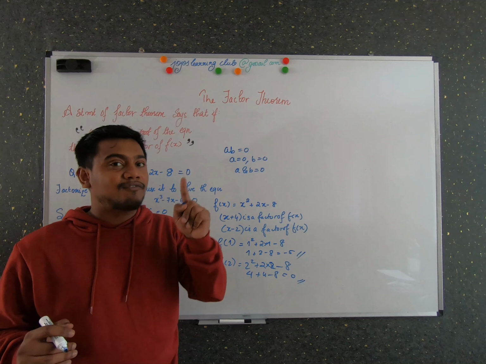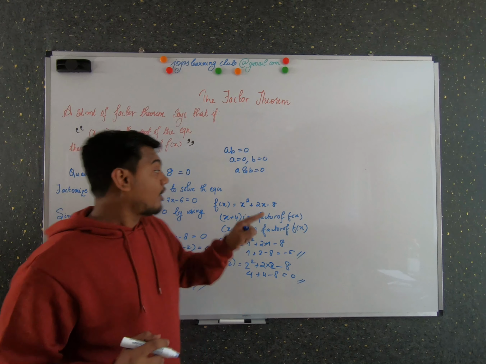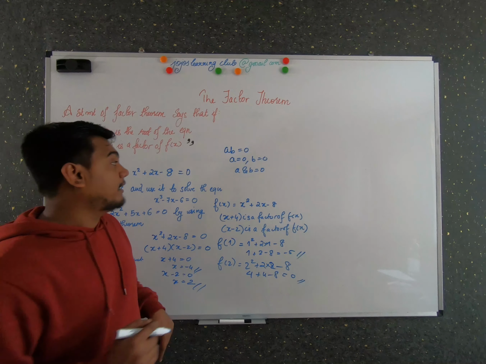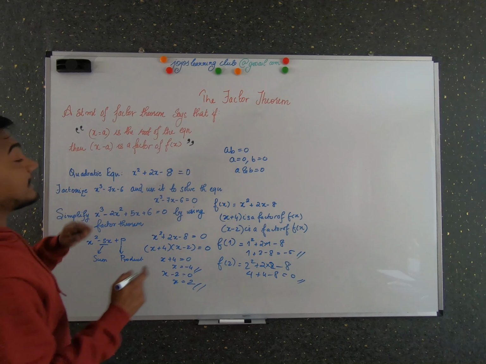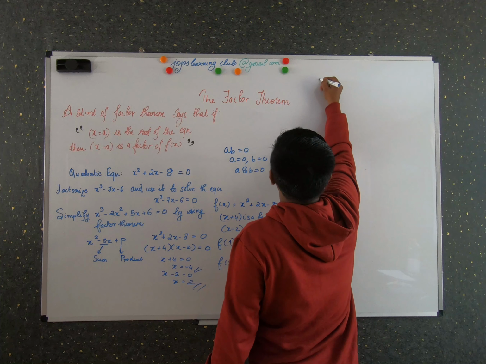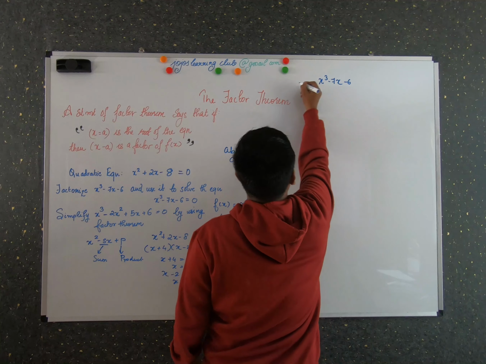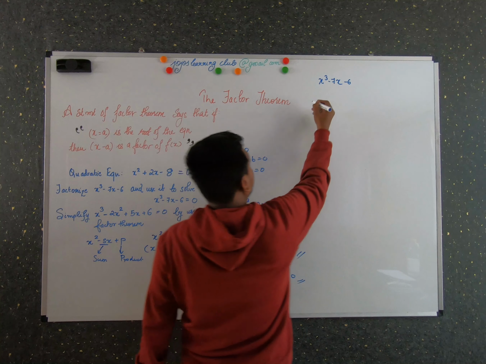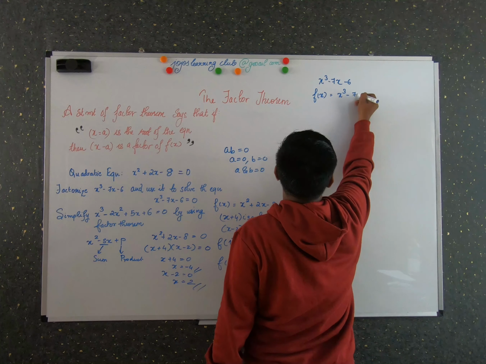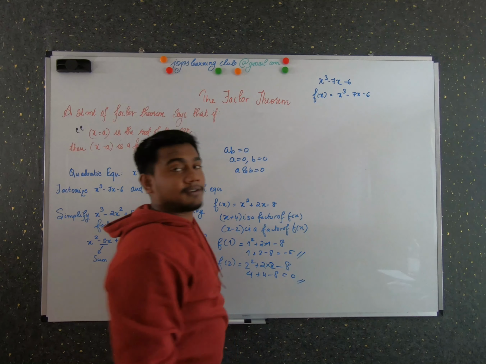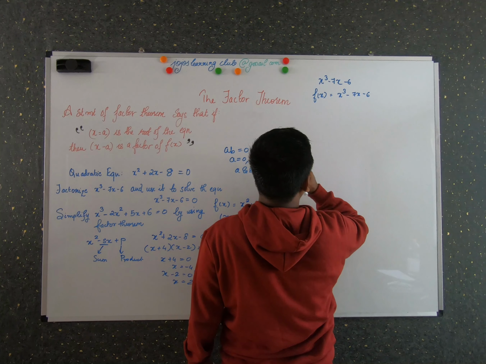So you find the first factor, and with that factor, you can divide your dividend, or your f of x. For example, let me take you a problem. The problem is x cube minus 7x minus 6. Let us consider this as f of x. So f of x is equal to x cube minus 7x minus 6, right?